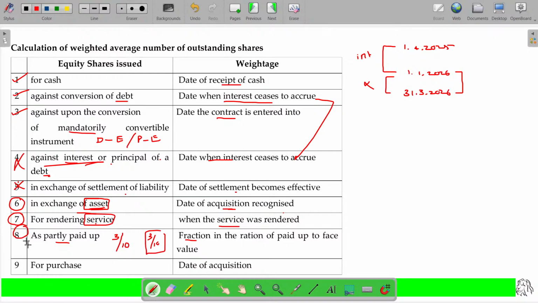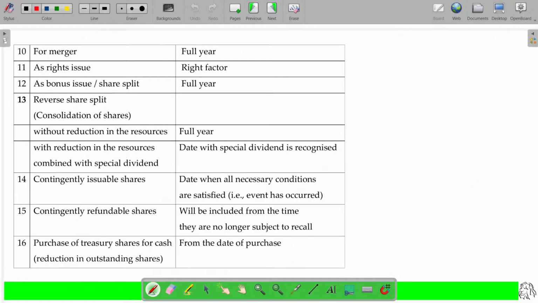Already we have studied, in case of amalgamation, A company merged with B company. Amalgamation is of 2 types: one is purchase method, another one is merger method. In case of purchase method, from the date of acquisition, weightage will be assigned. In case of merger, full year will be taken.